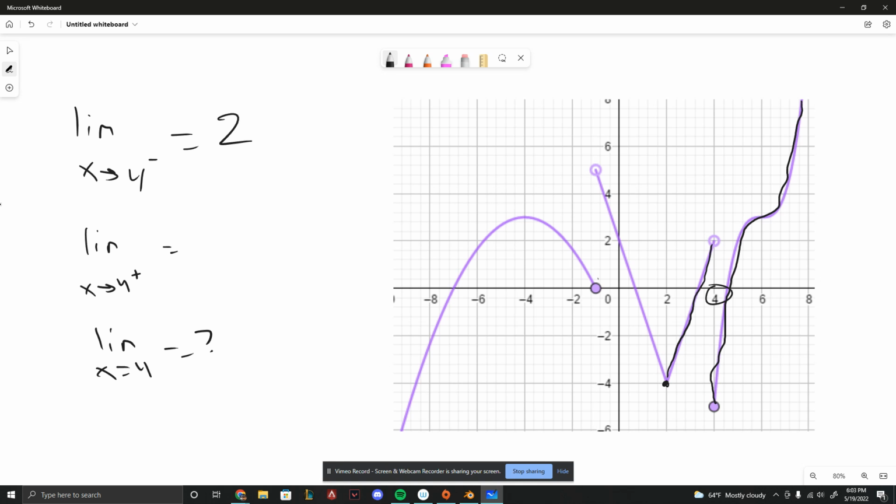So, if we have one branch of the limit going to 2, one branch going to negative 5, that means this limit cannot exist, essentially. That is what's going on there. Because this limit literally physically cannot exist because the branches are going to different sides. So, yeah.